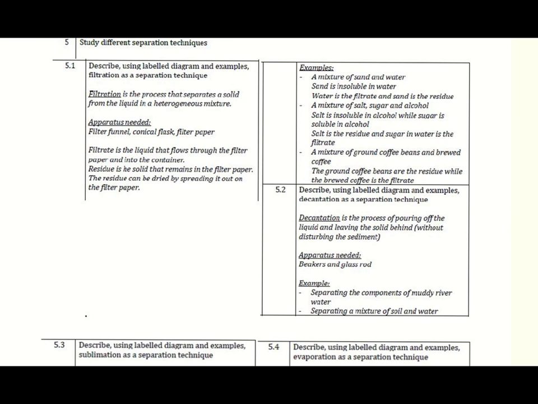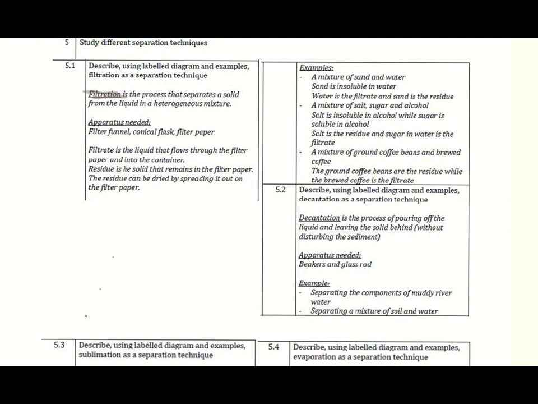In this video we are going to explain the different separation techniques. Separation techniques are the methods that are used to separate different types of mixtures. We separate mixtures depending on their physical properties.